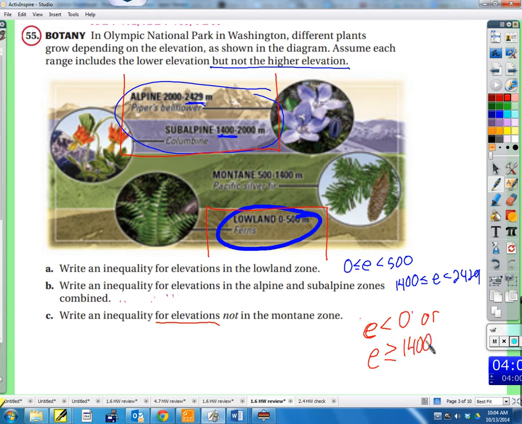So if you're in either of those zones, where are you? Well, you're not in the montane zone, which is what I was asking about. Not in the montane zone. And that is all. Other questions?